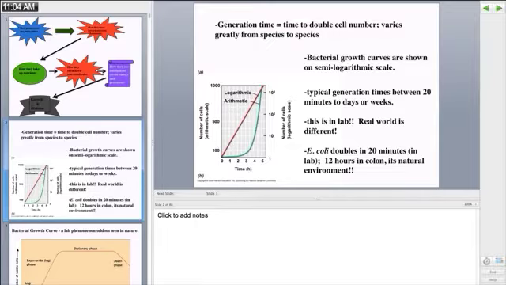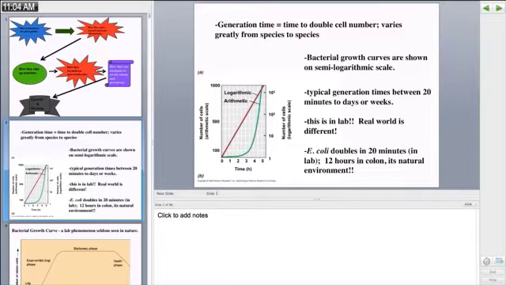But for the most part, my problem with generation times like this is that they're very artificial. These are laboratory artifacts. And bacteria don't really live in the laboratory as part of their natural history. They live in the real world.